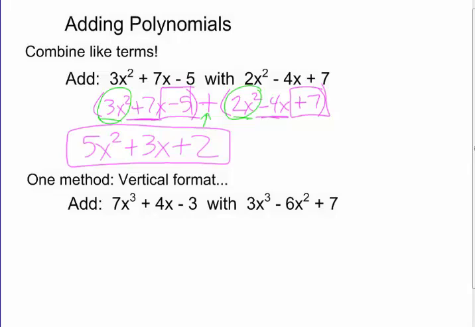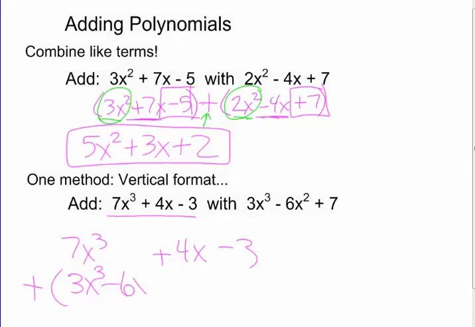Another method is using a vertical format. I don't use the vertical format personally that much. I'm usually using this one. There's another format, a vertical format, where you line up the like variables. So this one would go on top, 7x to the third plus 4x minus 3. The next one, I'm going to add underneath. So plus 3x to the third minus 6x squared plus 7. And then I can close my parentheses.